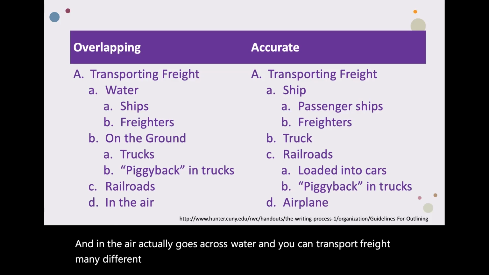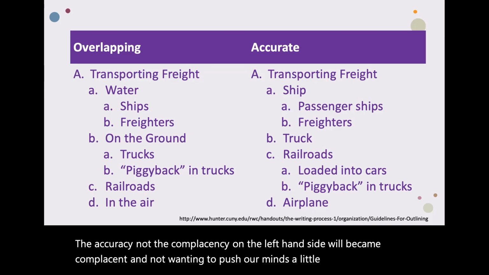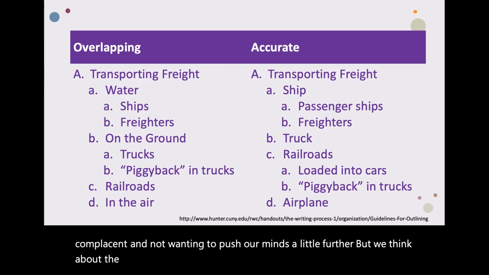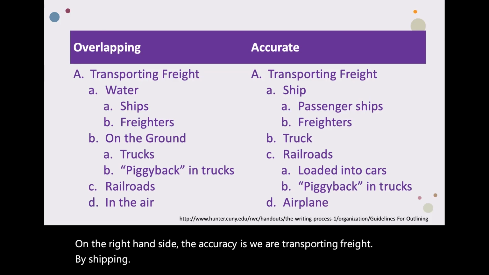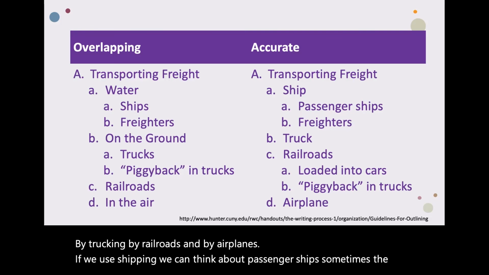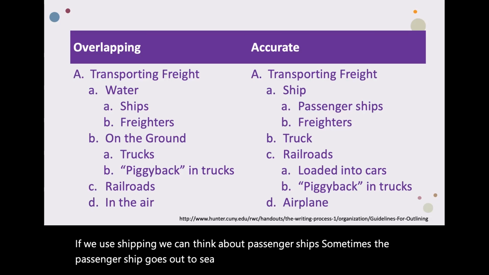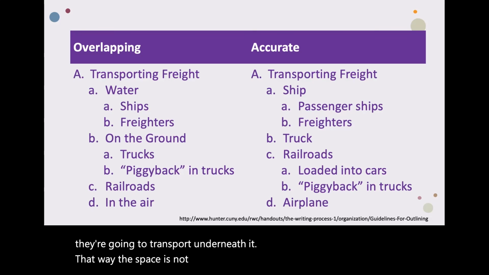So let's consider on the right hand side the accuracy, not the complacency on the left hand side. We became complacent and not wanting to push our minds a little further, but we think about the accuracy. On the right hand side, we are transporting freight by shipping, by trucking, by railroads, and by airplanes. If we use shipping, we can think about passenger ships. Sometimes a passenger ship goes out to sea, and underneath, they'll have things that they're going to transport. That way, the space is not wasted. Freighters, all they do is transport freight.